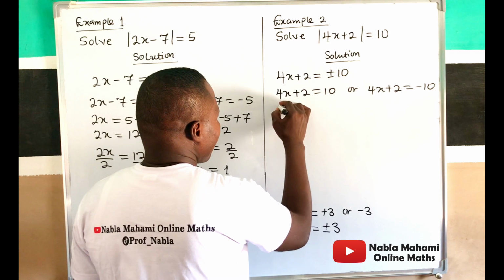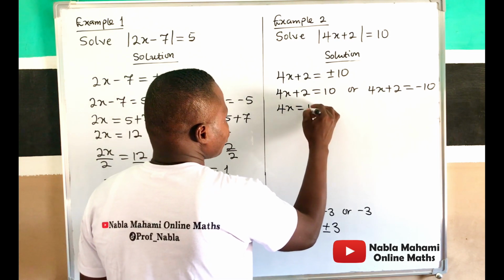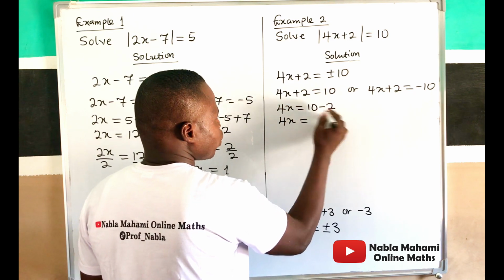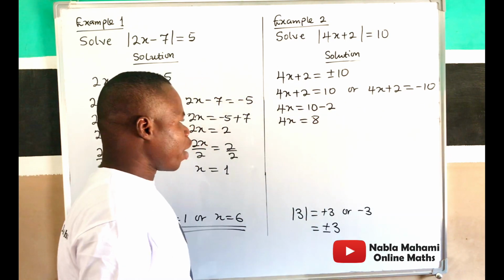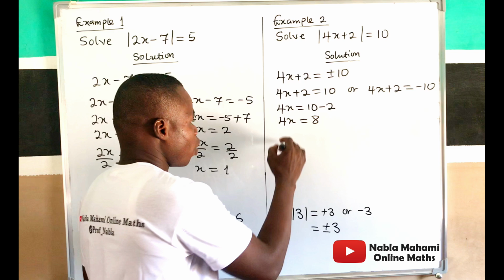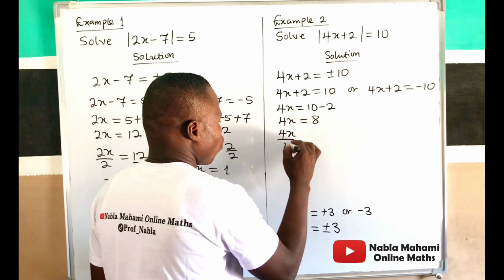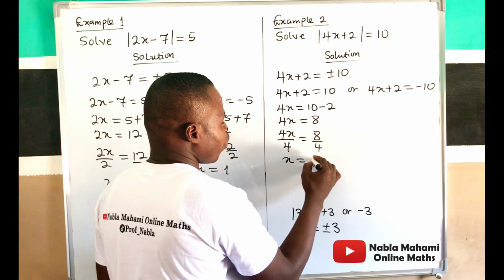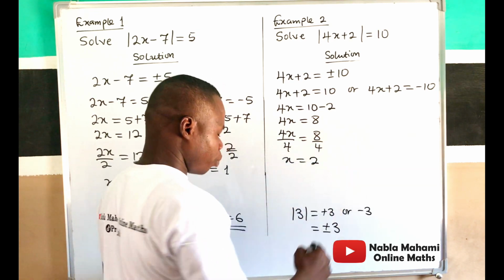So to solve this, I have 4x is equal to 10. When positive 2 goes here, it will be minus 2. Then 4x is equal to 10 minus 2, which is 8. Here I have to divide by the coefficient of x, which is 4. So it will be 4x over 4 is equal to 8 over 4, and x will be equal to 8 over 4, which is 2.